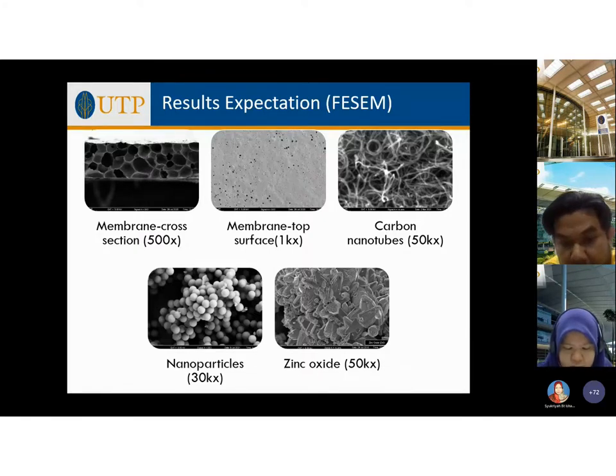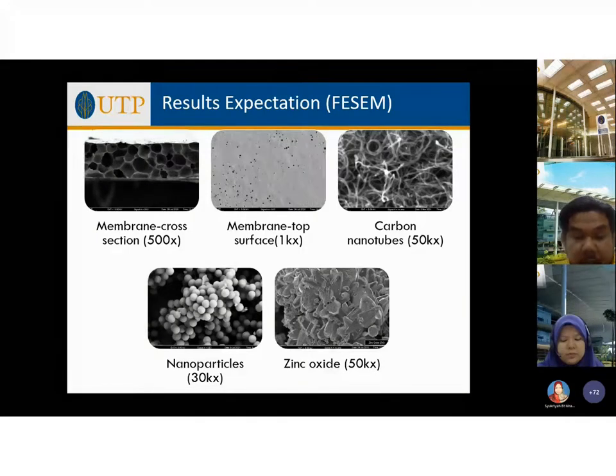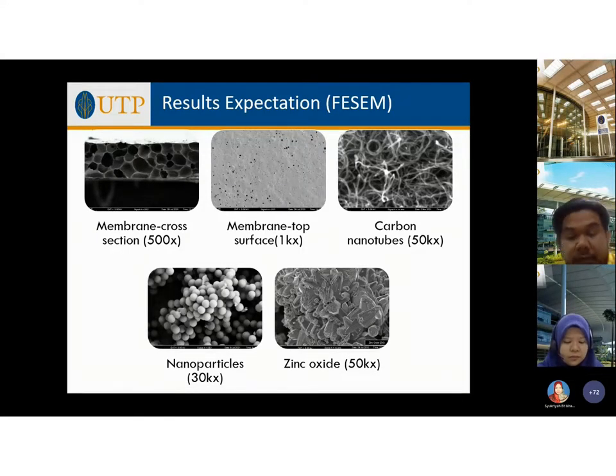Okay, this is a carbon nanotube. I run at 50,000 magnification, and we can measure the diameter of the CNT. Same goes for nanoparticle. This one I run at 30,000 magnification, and this one also we can measure the particle size. And the last one is zinc oxide at 50,000 magnification. Okay, next slide, Shla.